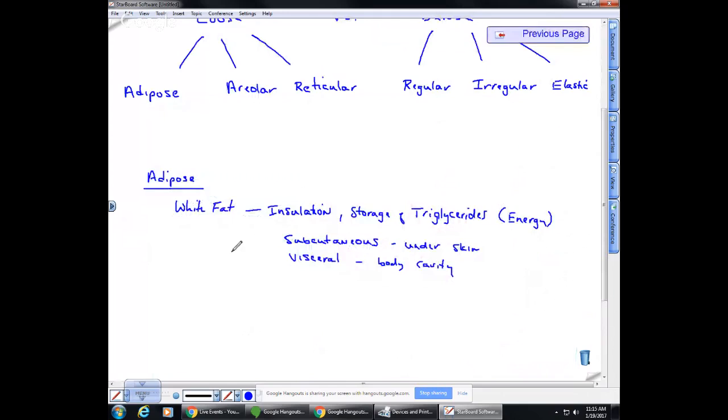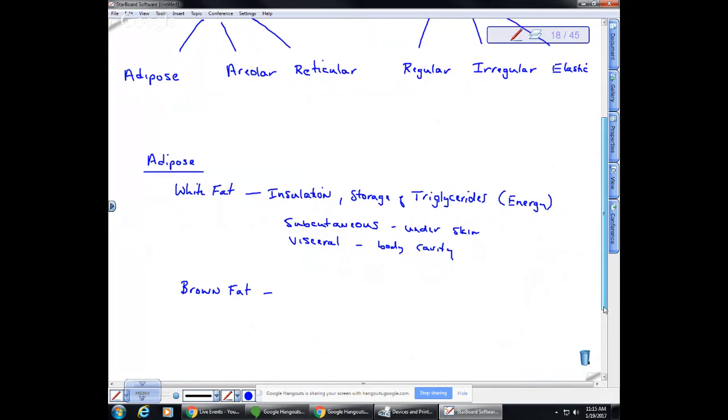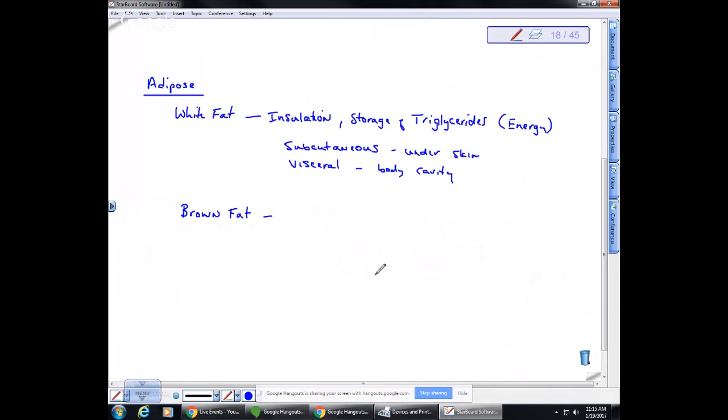Okay. Now, not in your book, but I wanted to mention it because I think it's really interesting, is brown fat. Brown fat has a high metabolic rate, so it is not necessarily storing energy. The reason why it's brown is it has lots of mitochondria, which means that it breaks down substances and produces energy and heat. So it is a way that your body produces heat without shivering.